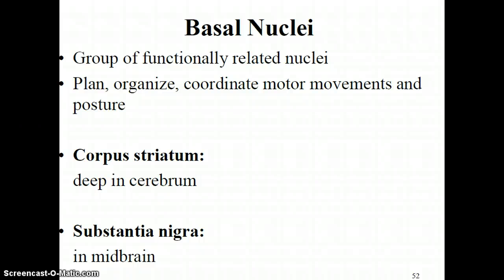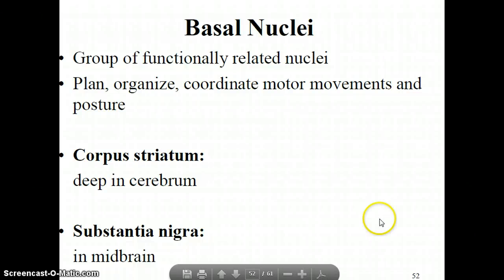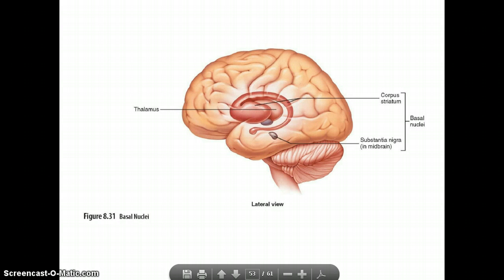Basal nuclei are a group of functionally related nuclei. Nuclei are non-myelinated nervous tissue in the peripheral nervous system. Okay? And this tells you some of the, in the central nervous system, in the lower areas of the central nervous system. And this tells you where some of these are located. We have some in the cerebrum and in the midbrain. And this shows you where some of these areas are located.